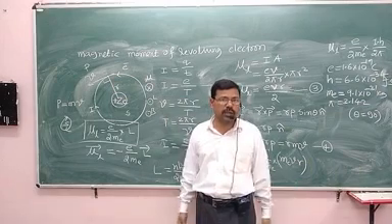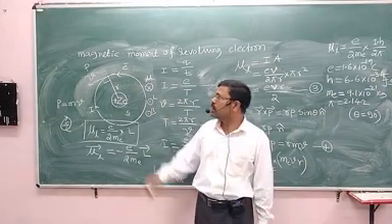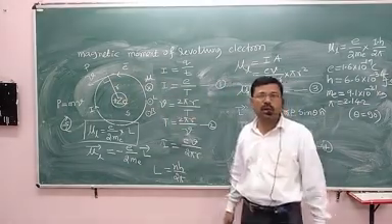So with this, we complete the magnetic moment of the revolving electron.